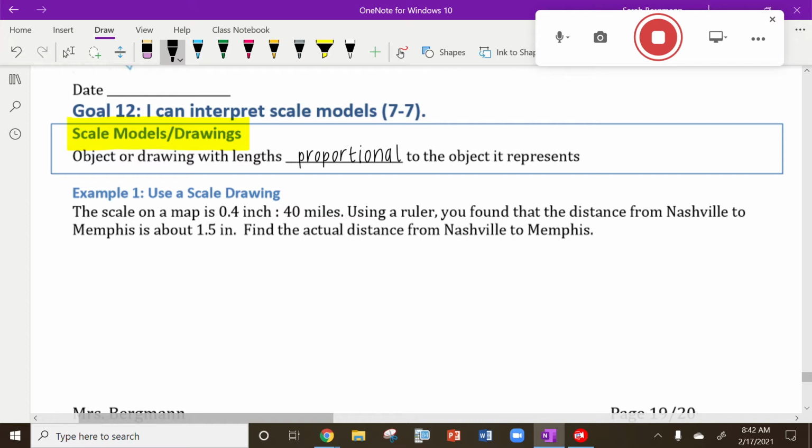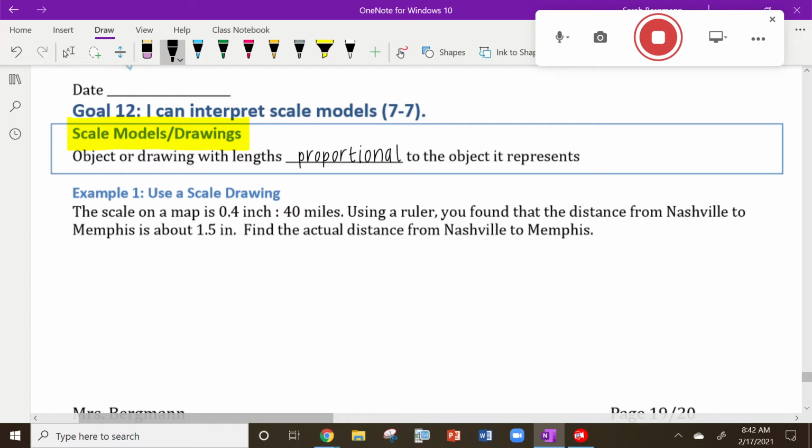There are scale models such as Lego representations. A bunch of different places. You have probably run into a scale model in your life at some point or another. A scale model is an object or a drawing with lengths that are proportional to the object that it represents.